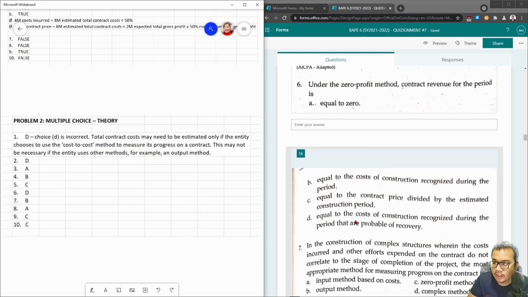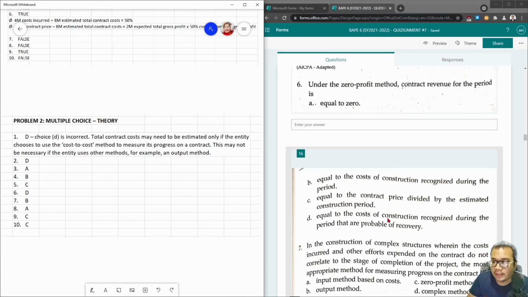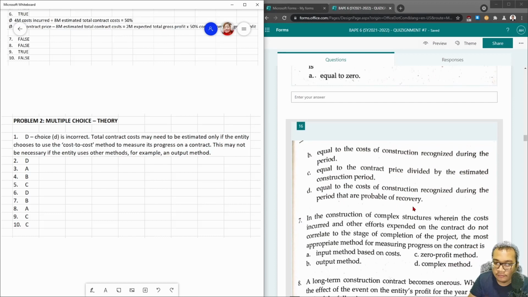Equal to the cost of construction recognized during the period that are probable of recovery. Yes. Kasi naman problema sa zero profit eh. 'Di ba? Huwag ka magre-recognize ng profit. Kaya nga zero profit kapag yung probability is medyo hindi sure. Pag sure ka, the probable recovery, okay. Contract revenue, goods, equals to the cost of recognized during the period that are probable of recovery.